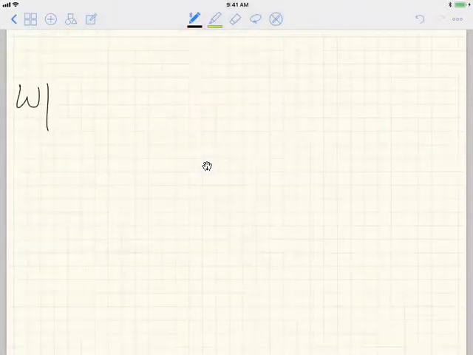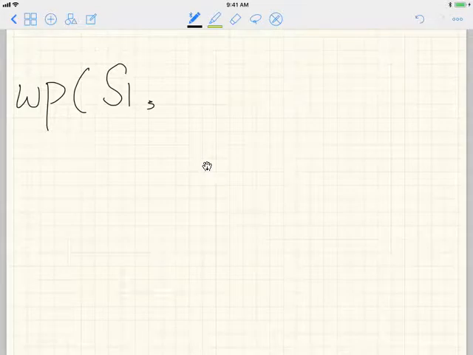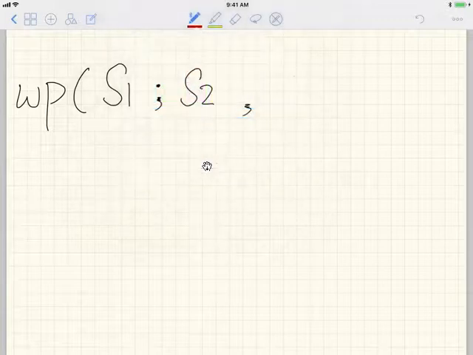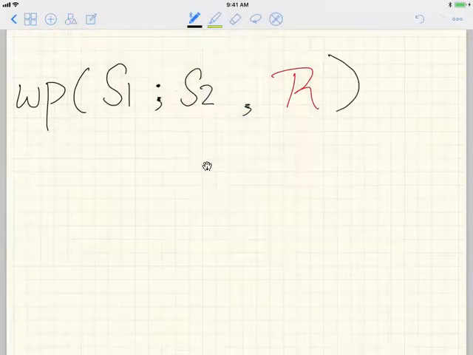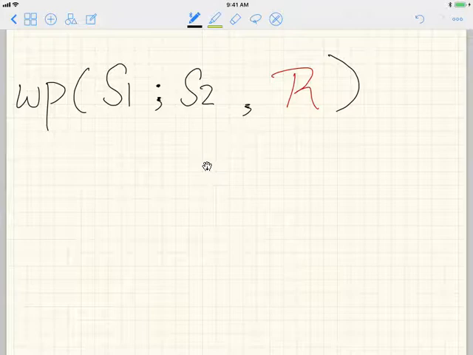We want to calculate the weakest precondition, WP. We have some program S1 over here, followed by, semicolon, just like in Java, followed by S2. And then we want to establish R at the end. So what should be the weakest precondition? This one conceptually is not too hard, but when you want to express it formally, it's a little bit complicated.